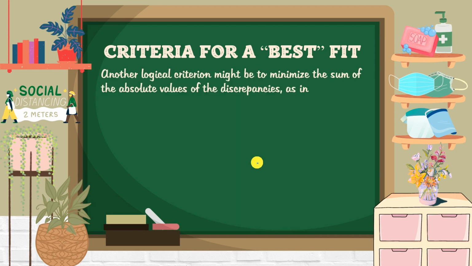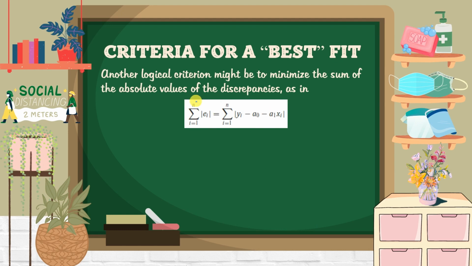Therefore, another logical criterion might be to minimize the sum of the absolute values of the discrepancies, as in the summation of the absolute value of e sub i from i equals 1 to n, which equals the summation of the absolute value of y sub i minus a sub 0 minus a sub 1 x sub i from i equals 1 to n.